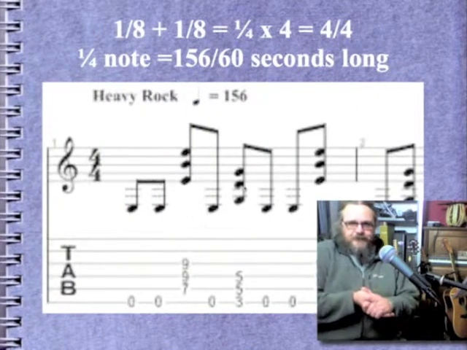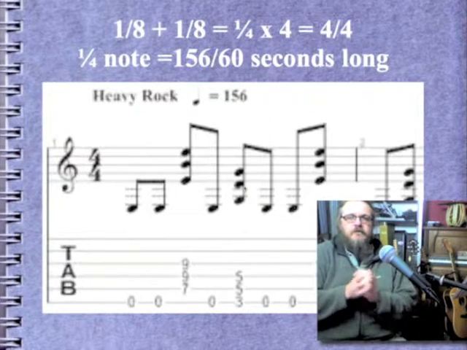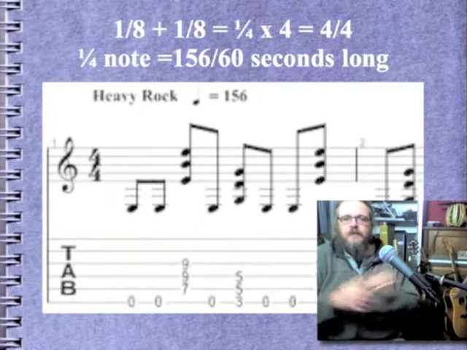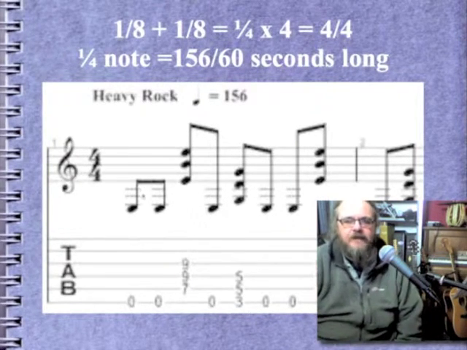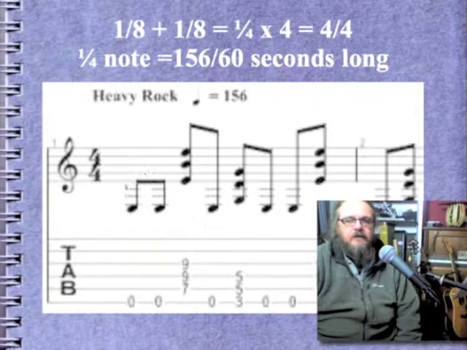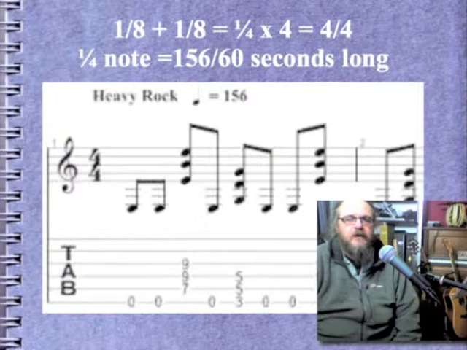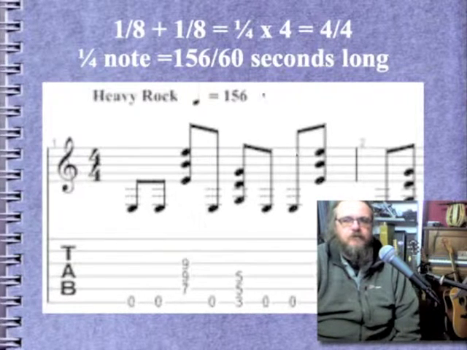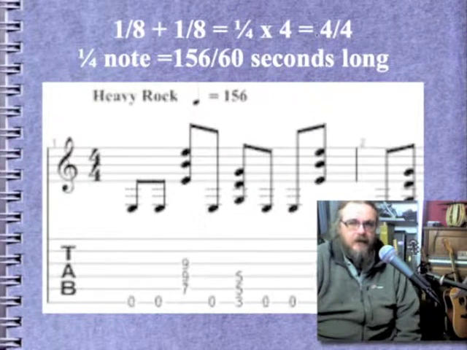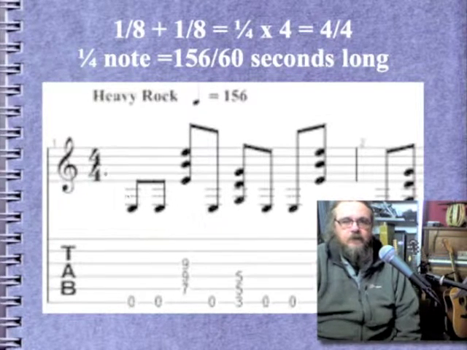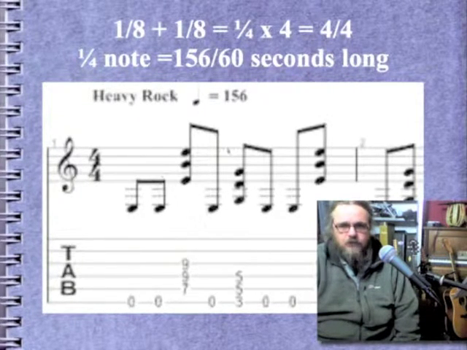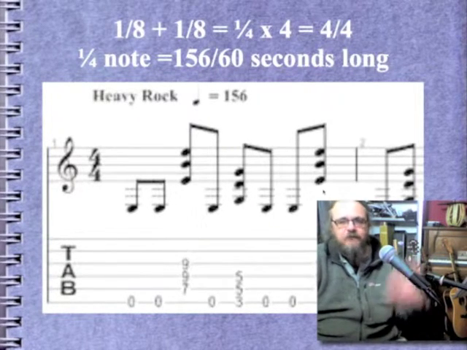Here's an example on a piece of music, heavy rock, quarter note equals 156 beats per minute. Okay, so let's work out how that's divided up here. Look at this first bit, you've got two eighth notes, an eighth and an eighth, which adds up to a quarter note, and then you've got another three groupings of these, so that gives you four quarter notes in all, because you've got four lots of two eighth notes, and that equals four quarter notes. So there are four quarter note beats in that bar, and that's 4/4 time.